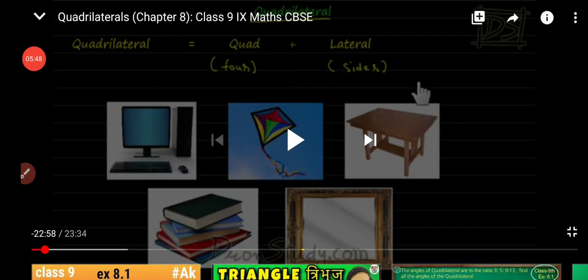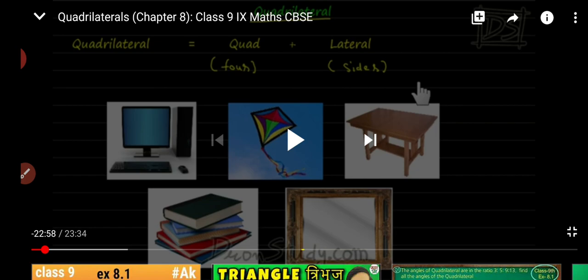Now if we want to talk about a kite, in a kite the two distinct pairs of adjacent sides are equal and the diagonals intersect at a right angle. In a kite, diagonals intersect at a right angle, and two distinct pairs of adjacent sides are equal. The diagonals only intersect, not bisect. I told you the diagonals intersect each other.